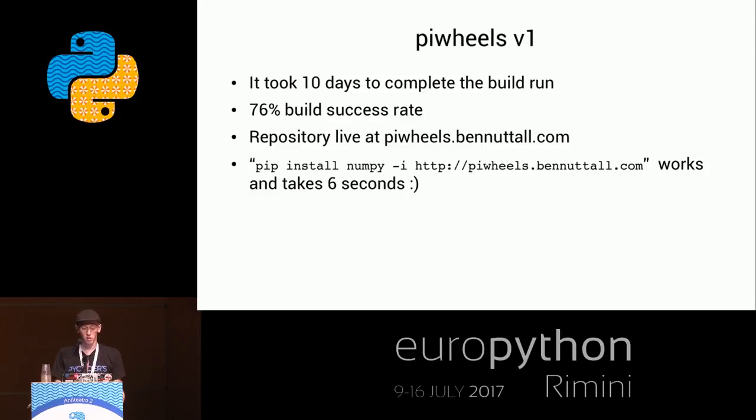And I managed to successfully build 76% of those packages. And the repository is live at pywheels.bennotall.com. And now pip install numpy, if you provide the URL of the server, it works, and it takes 6 seconds instead of half an hour or 2.5 hours.